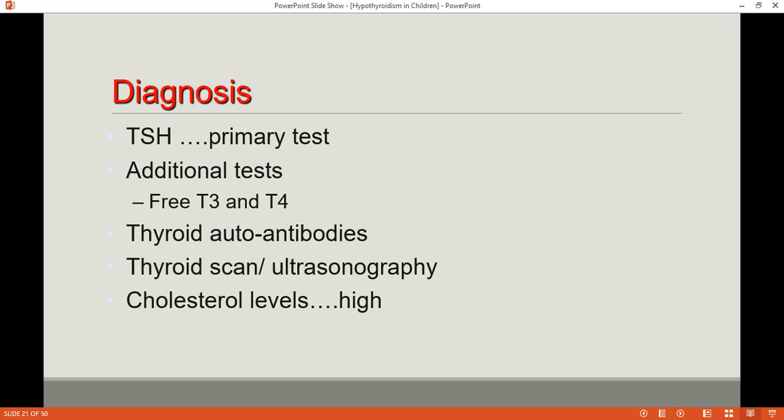Thyroid autoantibodies are indicated in autoimmune disorders like Hashimoto thyroiditis. And thyroid scan or ultrasound, as I already said, to detect whether there is ectopic thyroid or thyroid agenesis. For that, ultrasonography and the thyroid scan are important. Sometimes children with hypothyroidism present with goiter, then we have to do the ultrasound to know how many lobes are involved. The cholesterol level is always high in hypothyroidism.